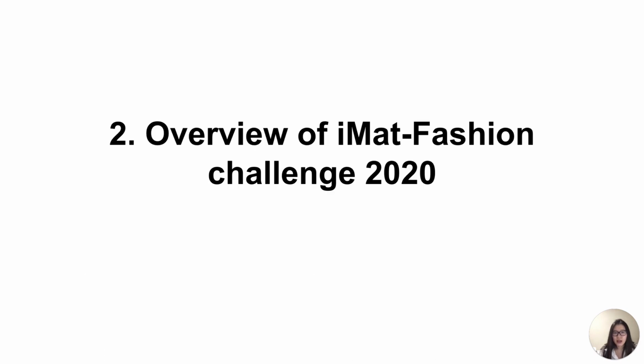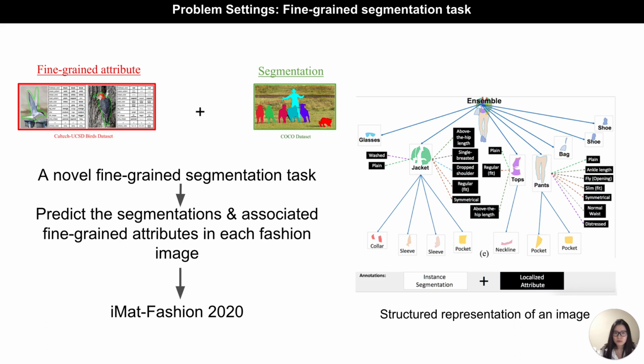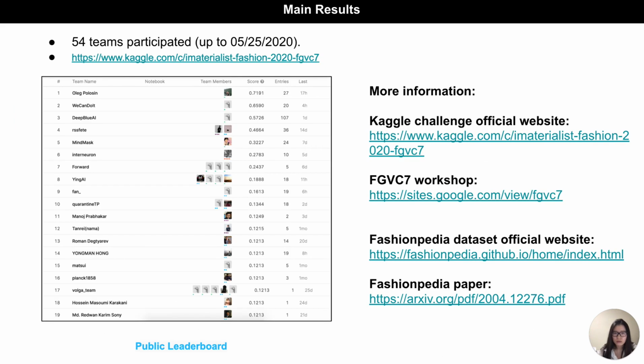In this year's iMat Fashion Challenge, we propose a novel fine-grained segmentation task using the proposed Fashionpedia dataset. The proposed task unifies both categorization and segmentation of rich and complex apparel categories and attributes, which is an important step towards real-world applications. 54 teams participated in total.